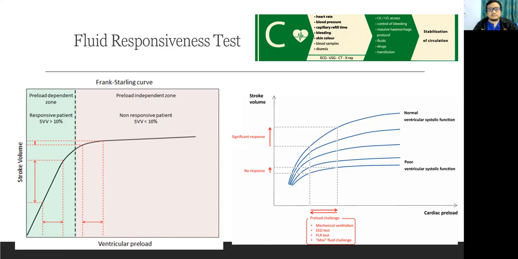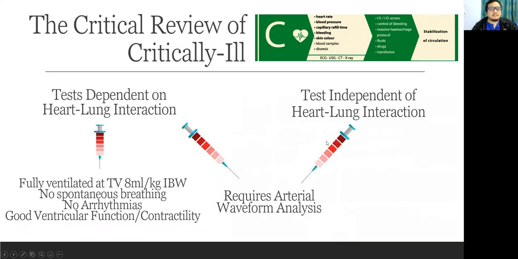Okay, so the test dependent on the heart-lung interaction, for it to be very accurate, you have to ventilate the patient at a tidal volume of 8 mL per kilo ideal body weight. No spontaneous breathing, no arrhythmias, having good ventricular function or contractility. But if you don't have that, maybe you can still use it, but you have to take it with some precaution, and you might think it may not be accurate. You can still do it, okay.